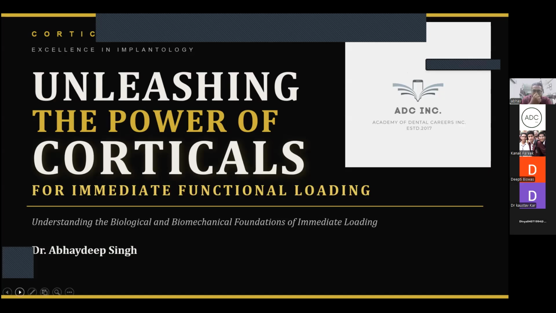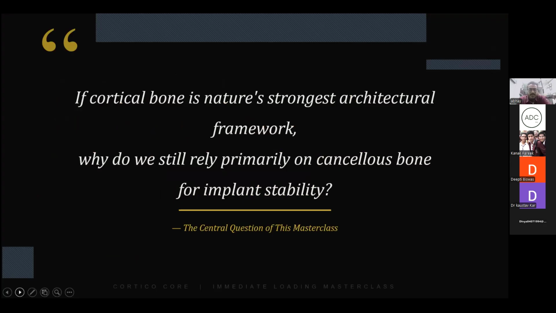If cortical bone is nature's strongest architectural framework, why do we still rely primarily on cancellous bone? We were taught in our colleges, in our books, there's no mention of corticals, no mention of cortical loading, no mention of cortical engagements. We have always been taught about the alveolar bone. We have always been made to see the cancellous, the soft, the spongy bone that there is around the tooth. So it is not our mistake actually, but the books need to evolve, the science needs to evolve, and this science needs to enter the academics also.